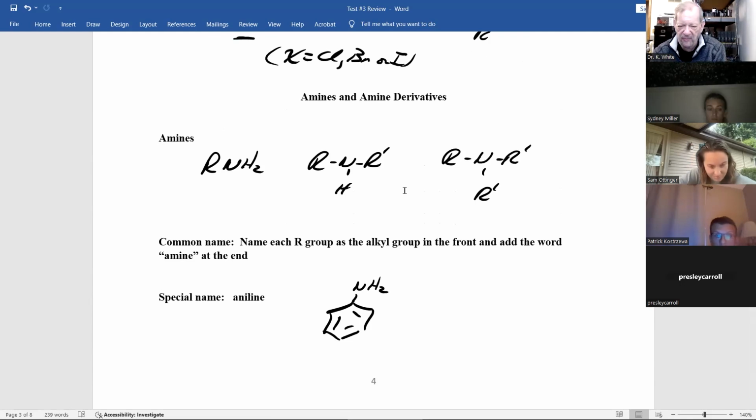Now, there are certain amine products or derivatives. Derivative means made from amines, which can have 4 bonds. Carbon always has 4 bonds, but nitrogen can have 3 or 4, depending on what you're making.